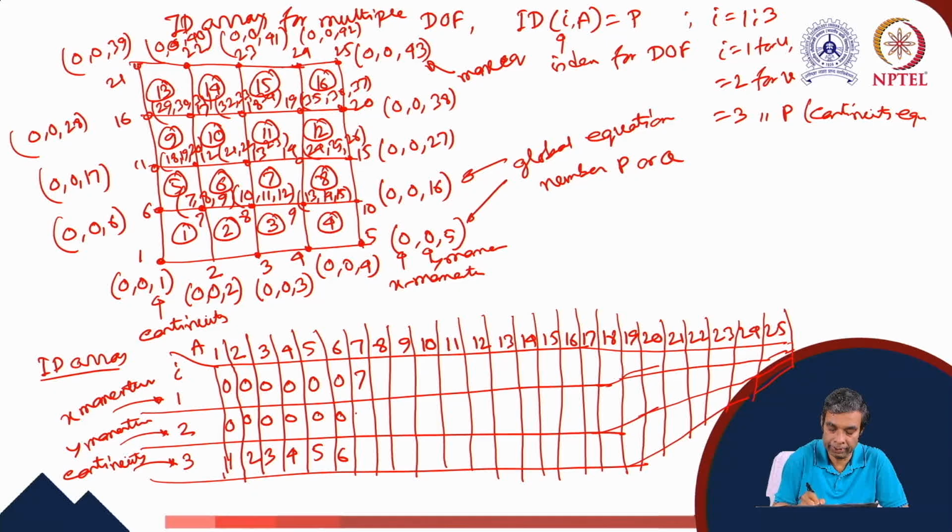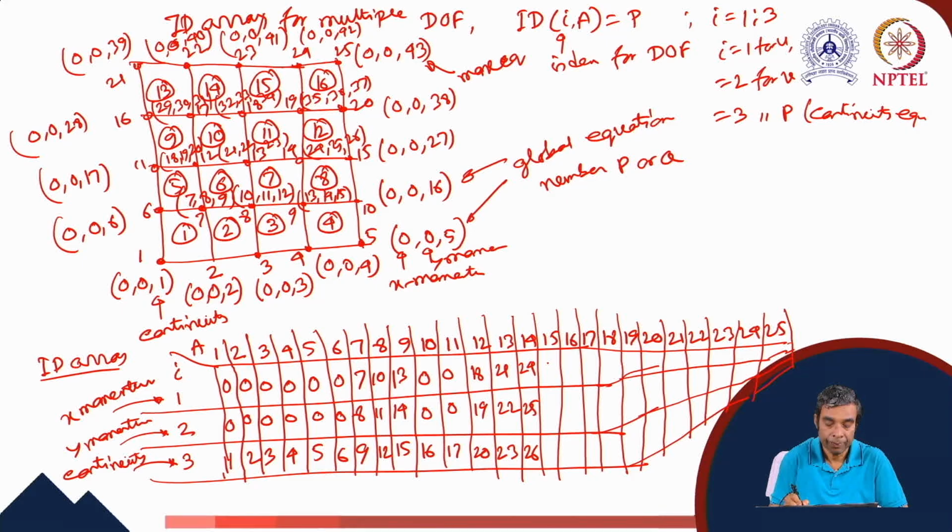For the seventh, it is 7, 8, 9. For the eighth, it is 10, 11, 12. For the ninth, it is 13, 14, 15. For the 10th, it is 0, 0, 16. For the 11th, it is 0, 0, 17. For the 12th, it is 18, 19, 20. For the 13th, it is 21, 22, 23. For the 14th, 24, 25, 26.